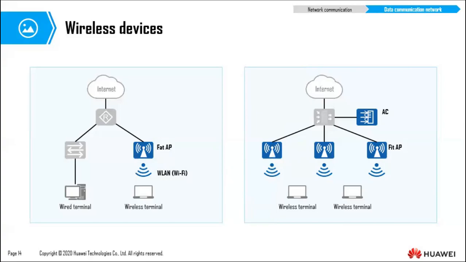So FAT AP, you only deploy where you most likely have a single location, like your home or a cyber cafe. But if you have multiple locations and you want users to access the network, it is important that you use an access controller.